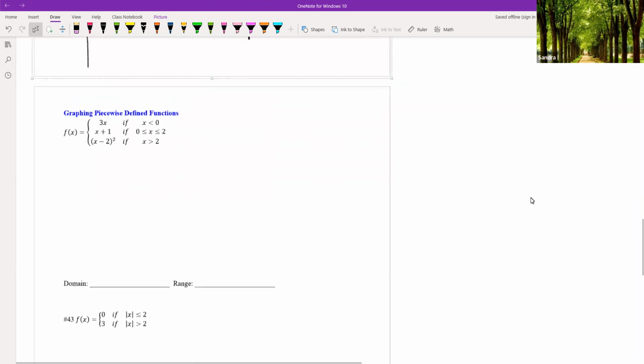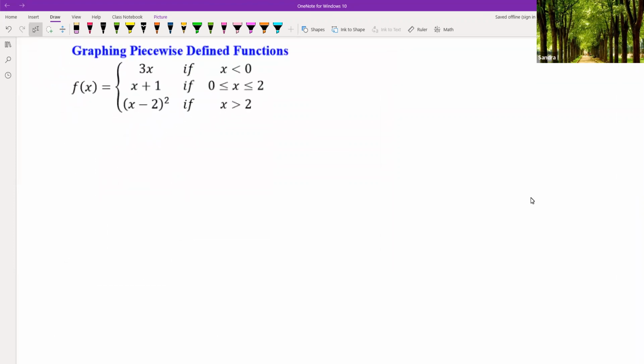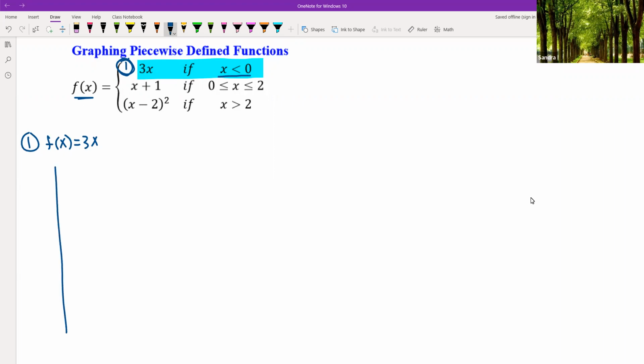We have two examples. Okay, in class, we did say that the inequalities have a meaning. We have three different pieces of the graphs, okay? And so I'm going to describe them. So I'm gonna start with number one. So I'm gonna separate it. And so then I know that my first piece, it's f of x equal to 3x, but x is less than 0.